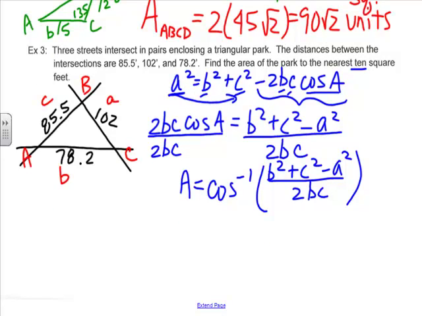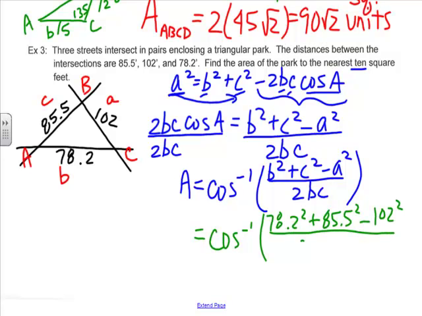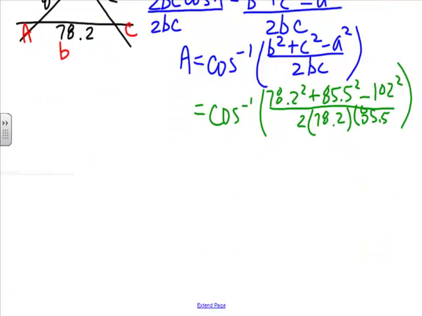Now I'm just going to let this drive itself as far as the way my labeling is worked out, and then we'll take it from there with the next step. So I'm going to take the cos inverse of what I get when I put in b squared, so that's 78.2 squared plus 85.5 squared minus 102 squared, all divided by 2 times 78.2 times 85.5. Now, the most dangerous part of the operation is order of operations with your calculator.